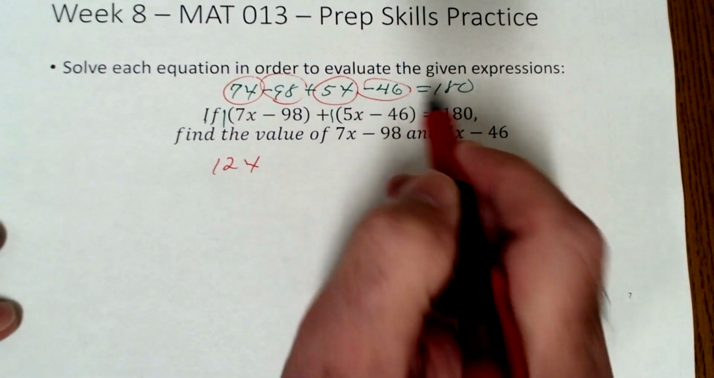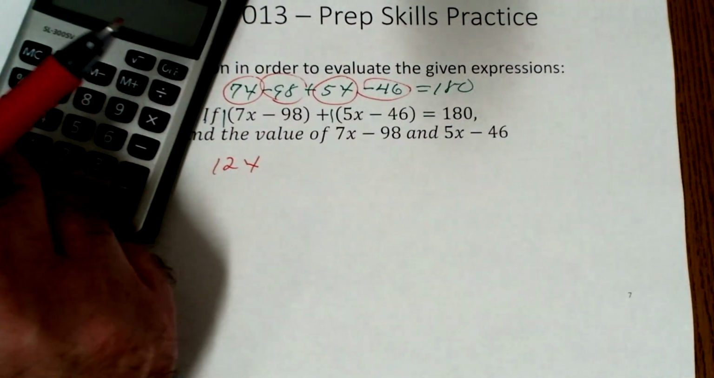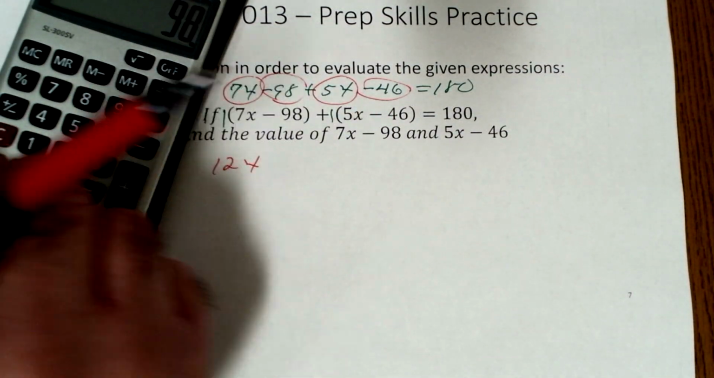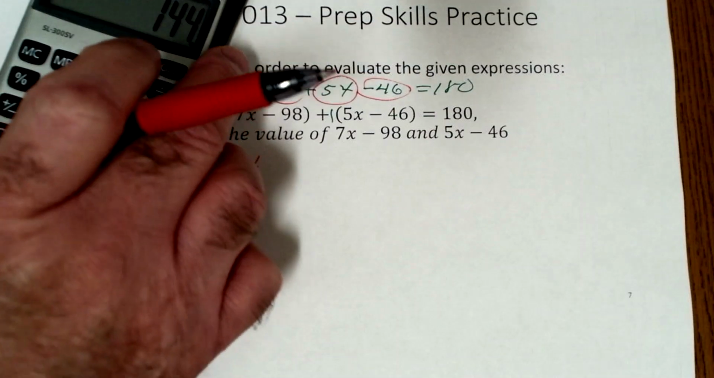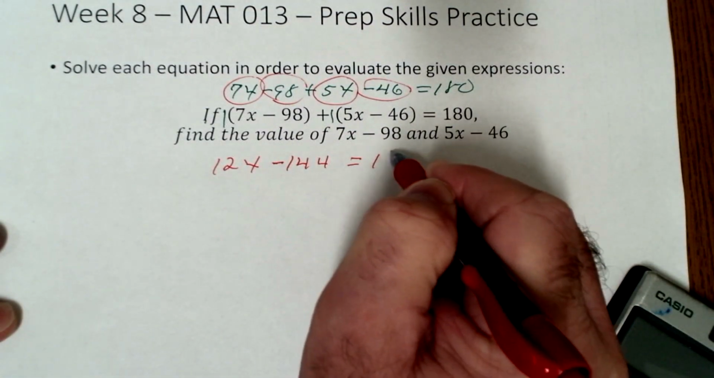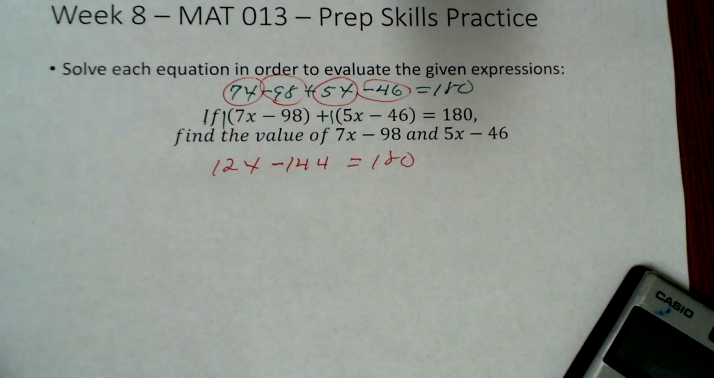Minus 98 minus 46. Well, think of your number line. You're at minus 98, okay? And then you go further 46 to the left. So you would be at minus 144. Minus 144 equals 180.